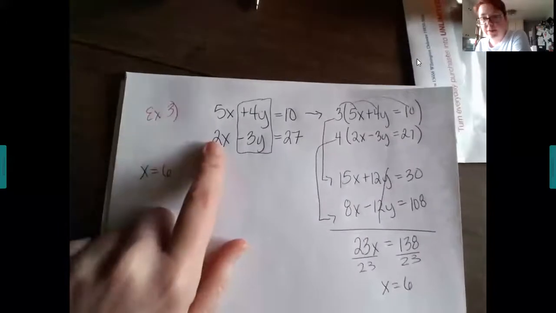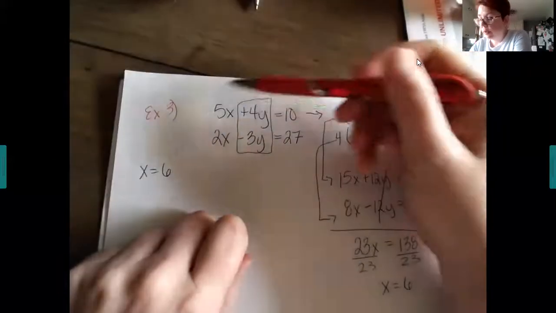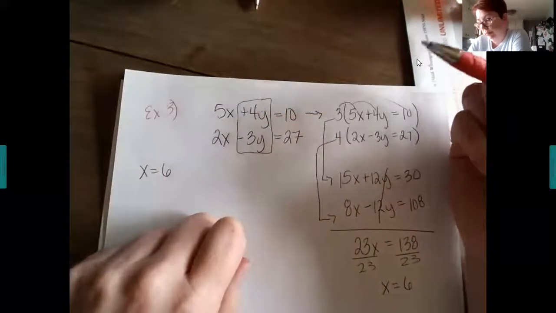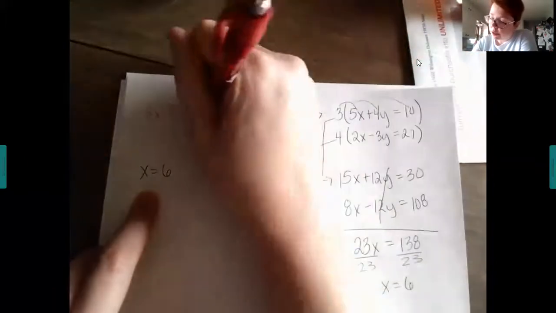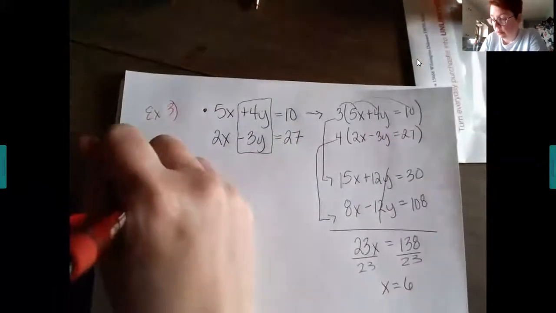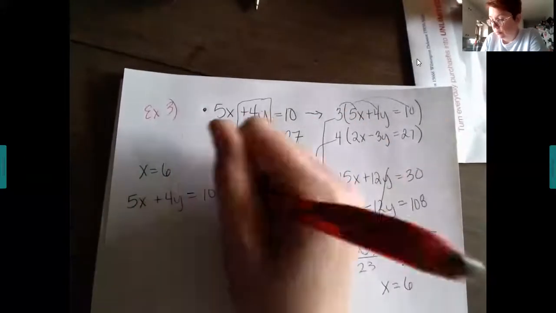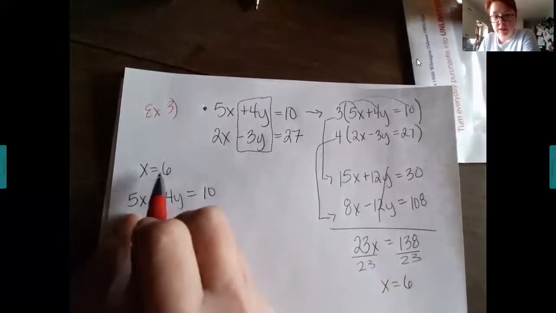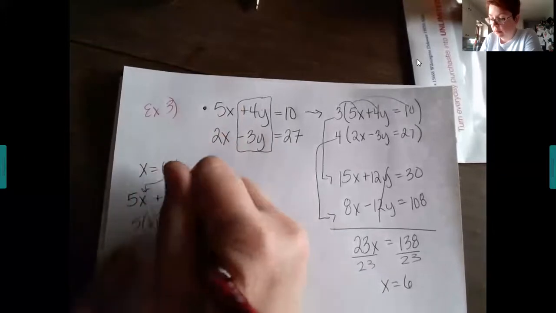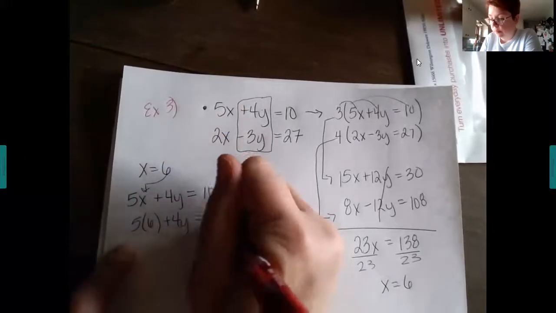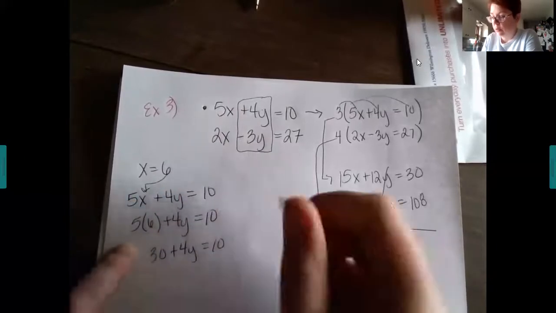But now we have to go back and find out what is the value for our y. So again, doesn't matter which one you pick. You can pick this one, you can pick that one. Makes no real difference as long as you do the math right. So I'm just going to pick this first equation, and I'm going to substitute in 6 for this x, and get 30.